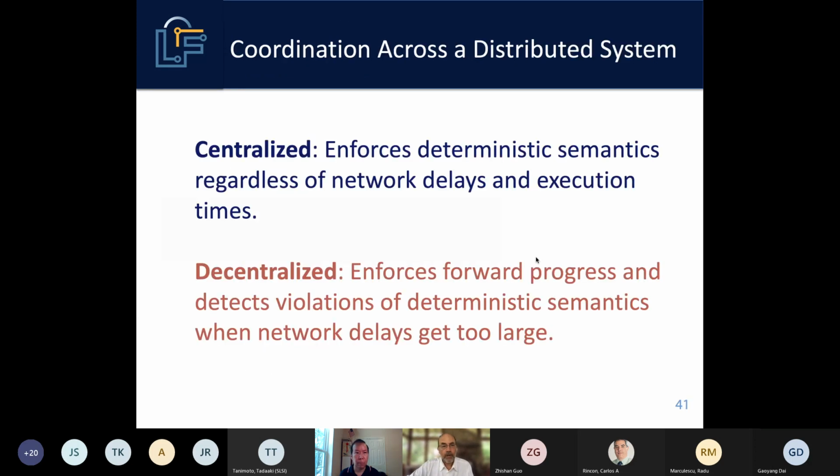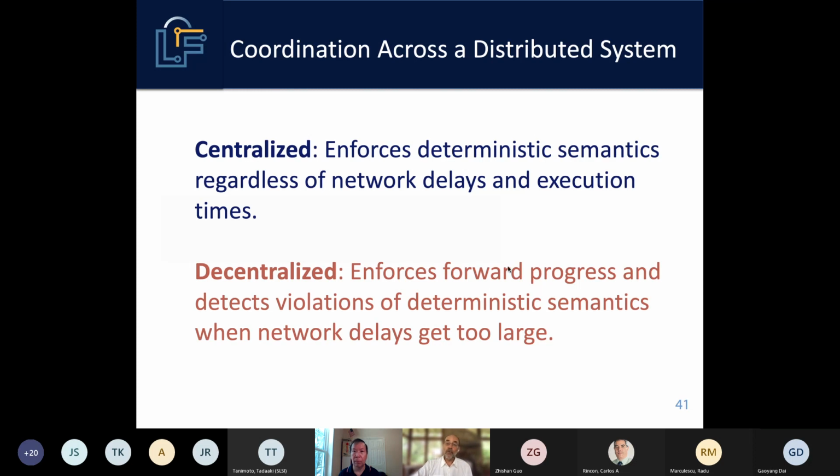Sorry, I'm doing this a little bit out of order. So let me just first point out that we have two different mechanisms for handling the coordination across a distributed system. There's a centralized coordinator, which enforces deterministic semantics irrespective of network delays. If you think about it, that can be problematic because it means that if your network gets partitioned, you sever the network, then progress must stop. Because the deterministic semantics can't be enforced until your network gets repaired. So that might be undesirable for some applications.